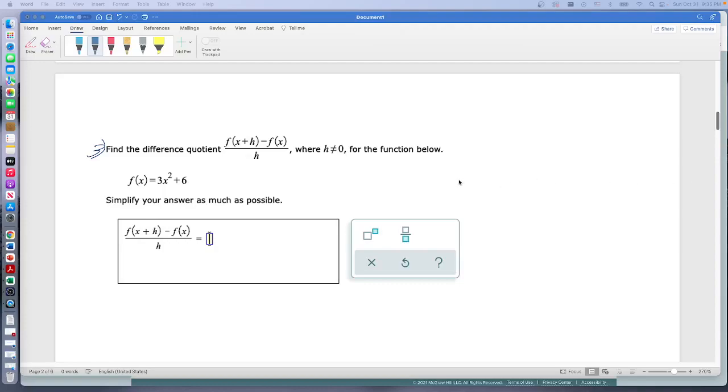Question number 3, we have a difference quotient here. And what a difference quotient means is we're doing a subtraction. Right there, we're subtracting two functions, actually a function, one with x plus h, one with just x, and dividing by h. Now this is actually a slope formula.